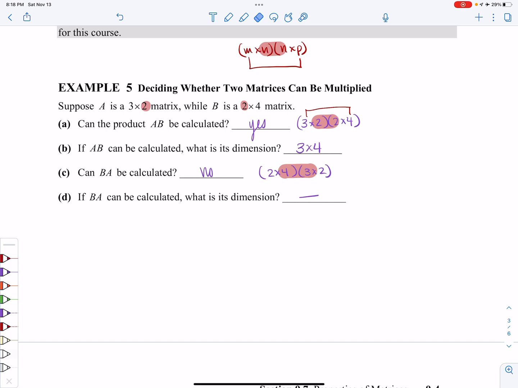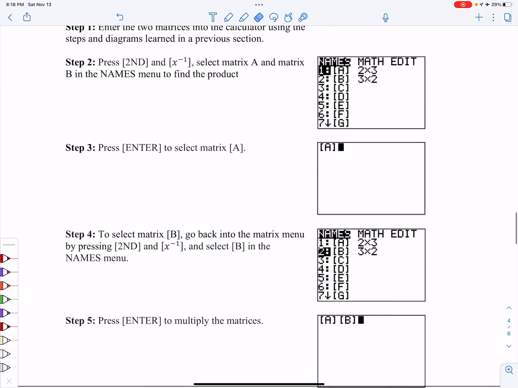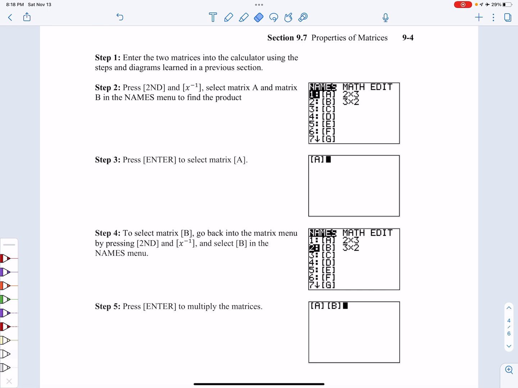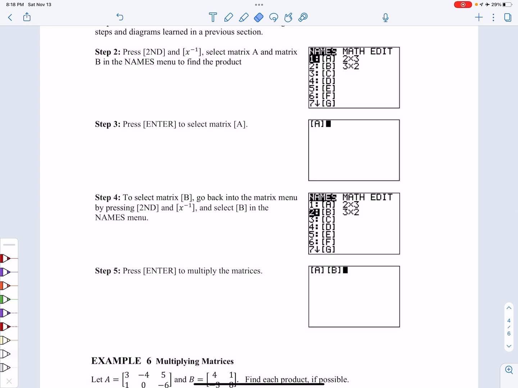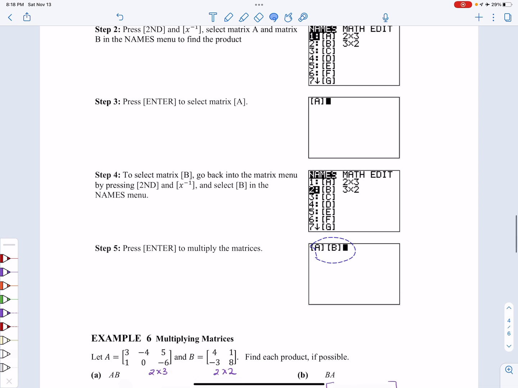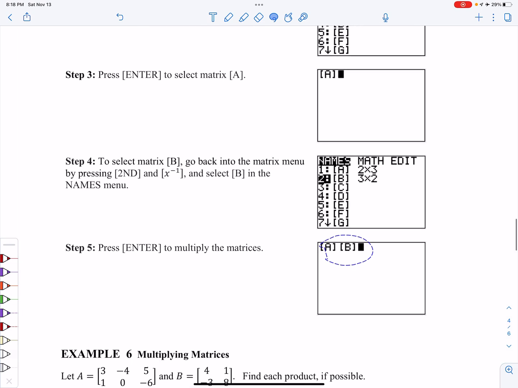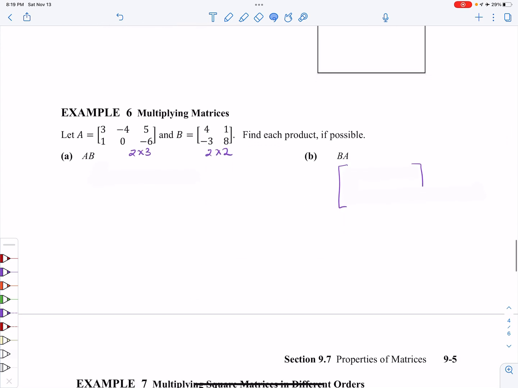You can't multiply them. All right, so I'm going to let you pause the video. You already know how to enter the matrices into your calculator, but notice once you have those matrices entered, the only thing you're going to do is use the names column, and simply take matrix A times matrix B, whatever it was that you put into your calculator. On this one, I'm not even going to show you on the screen. Just follow the instructions. It's quite simple.